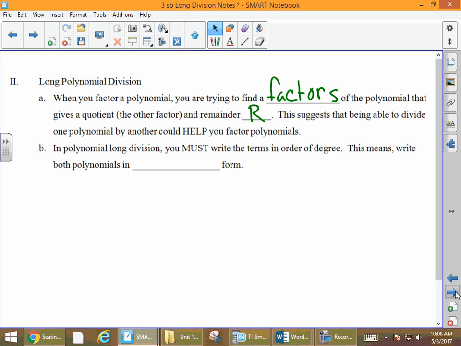But in polynomial long division, we need to make sure to write the terms in order of degree. In other words, we need to write the polynomials in standard form: highest degree first, then next highest degree, then next highest degree, and so forth. But again, especially to people who are watching the video, you might not understand the first example. And you might not understand the second example. But hopefully, as we get to the third and the fourth example, it will start to make sense.